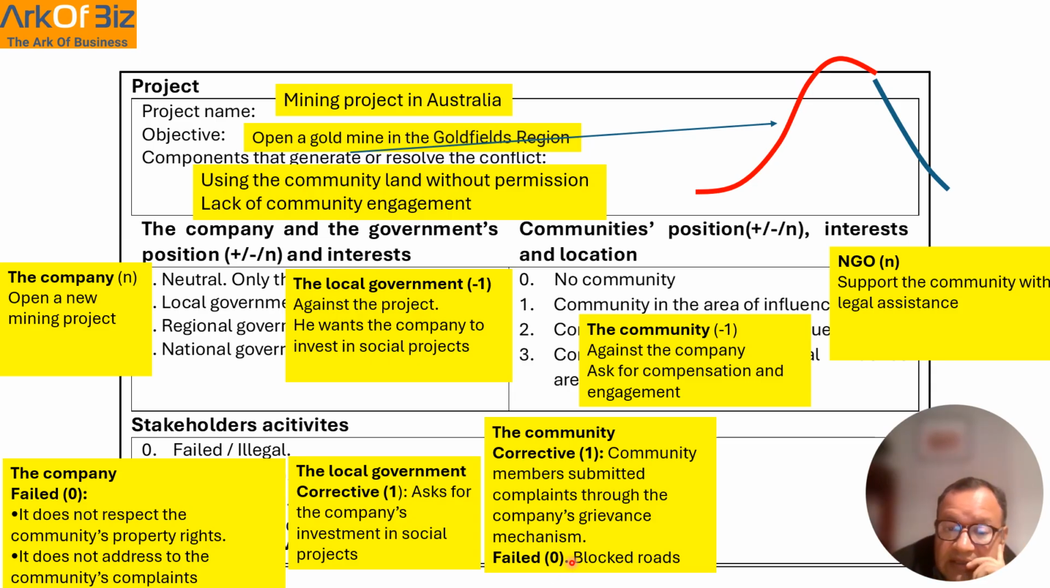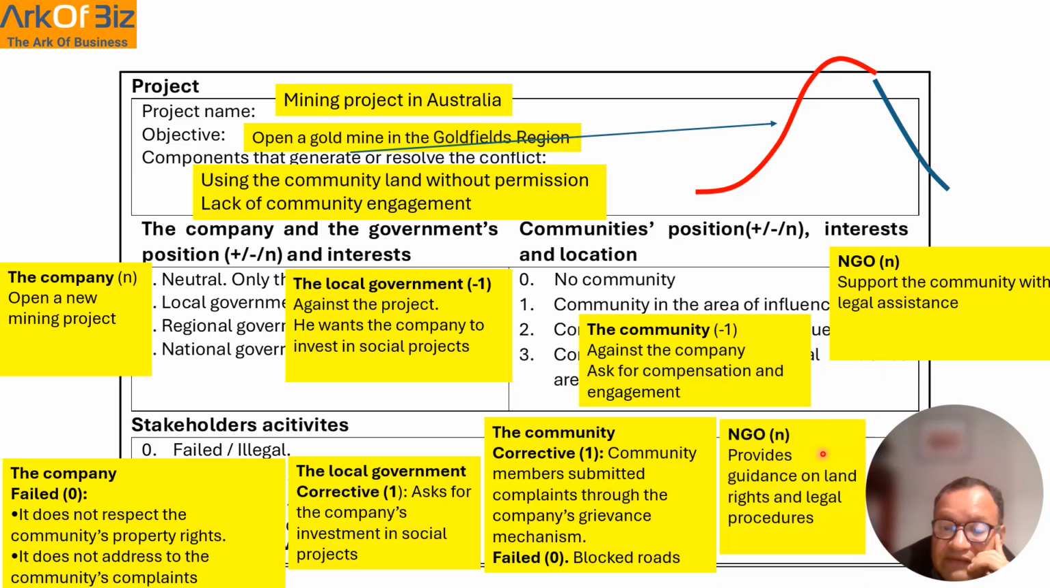So this is a process. The community performs first a corrective activity, and after that, a failed activity. This is a process. And then let's go to the NGO. The NGO provides guidance on land rights and legal procedures, and it has a neutral value.